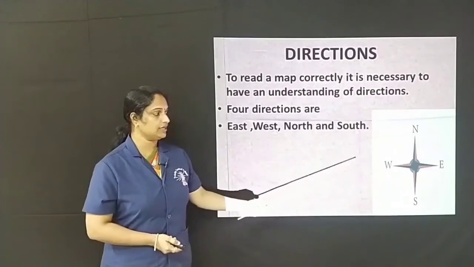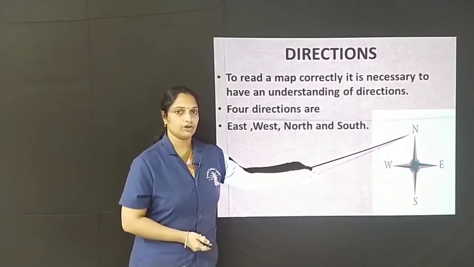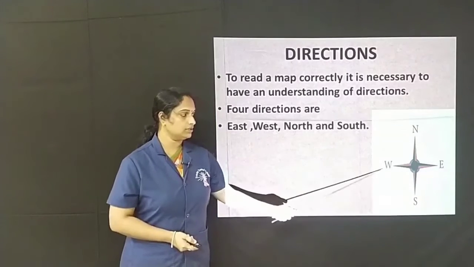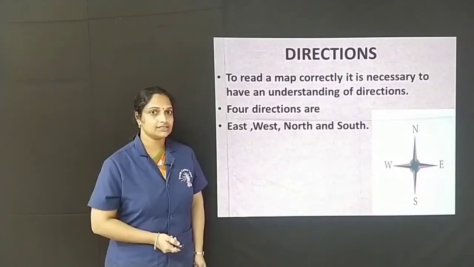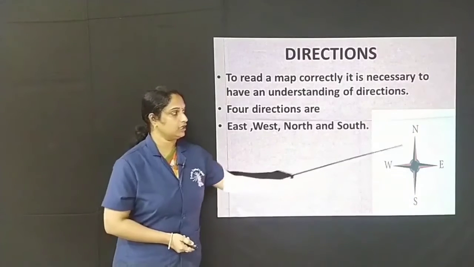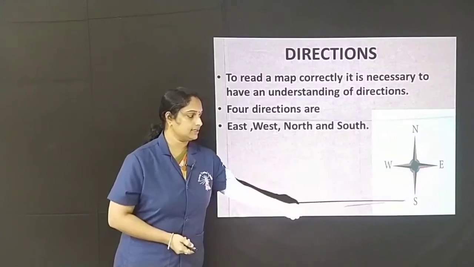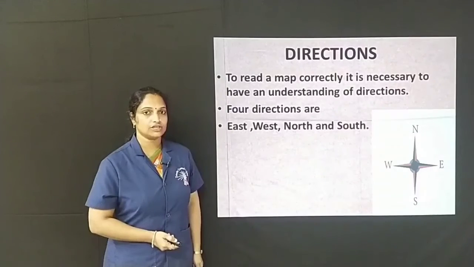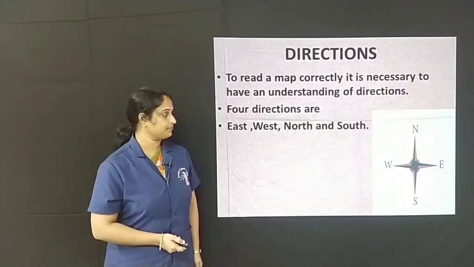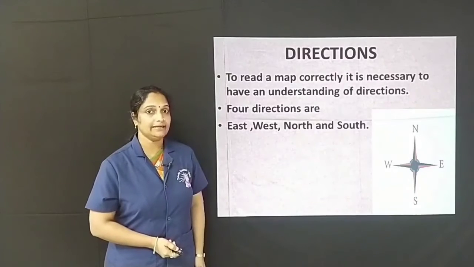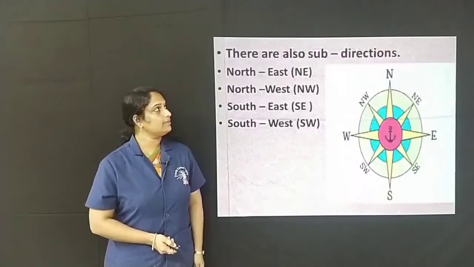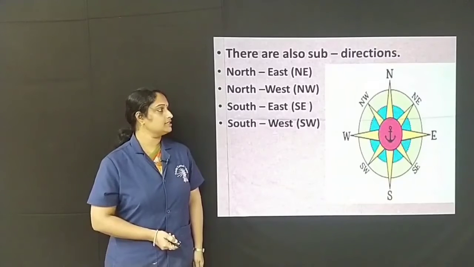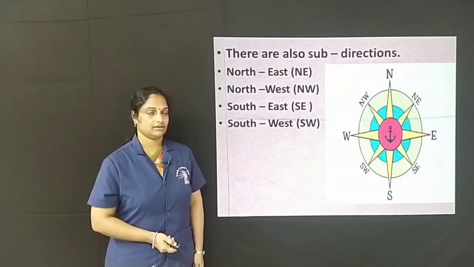So look at this picture. Here you can see the directions of the north, the east, the south, the west. On a map, directions are shown in this way. The 4 directions are very important to study a map. In addition to these main directions, there are sub-directions. They are northeast, northwest, southeast, and southwest.